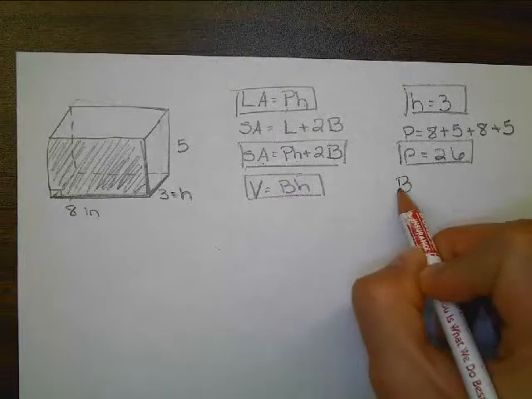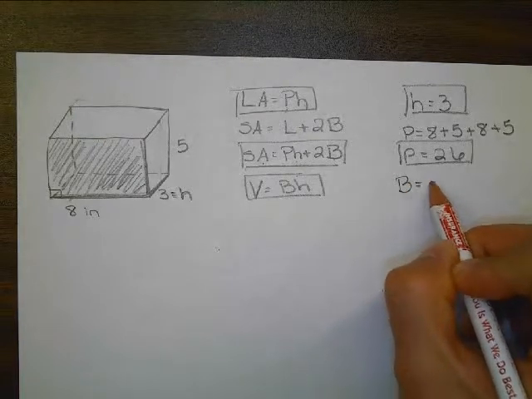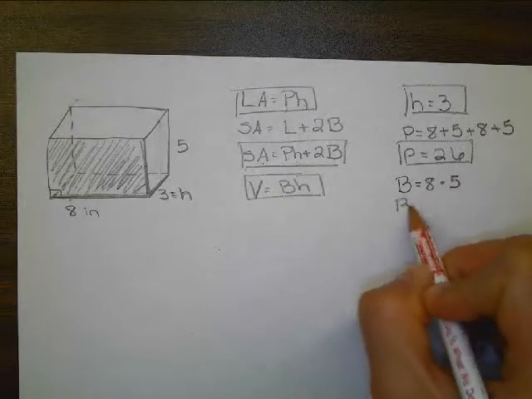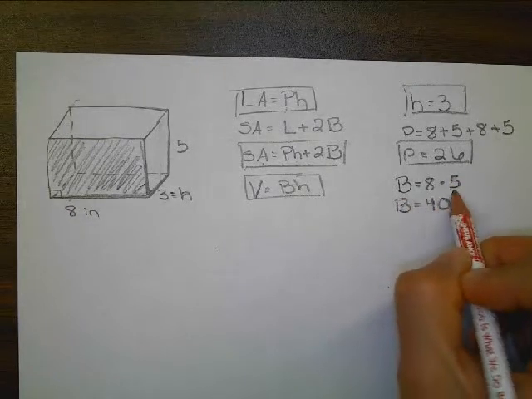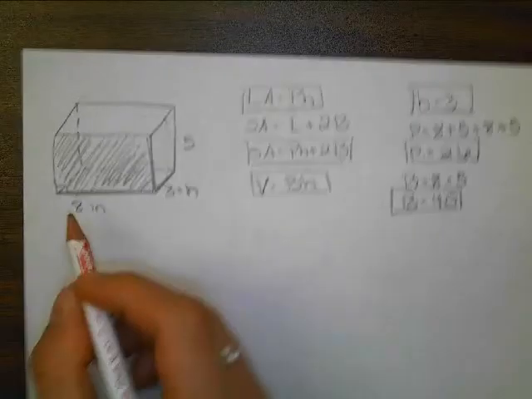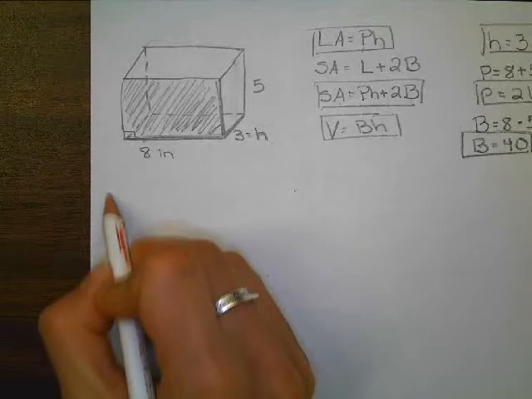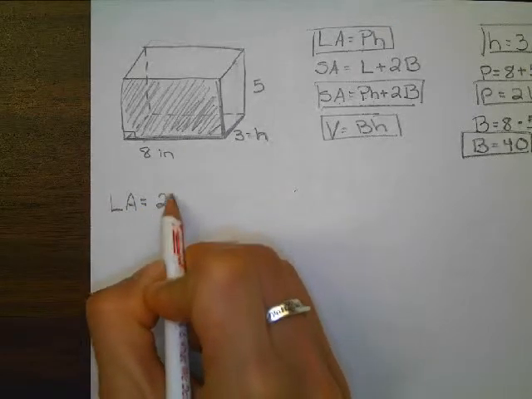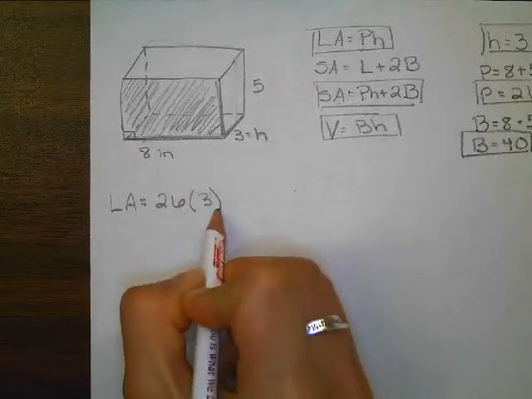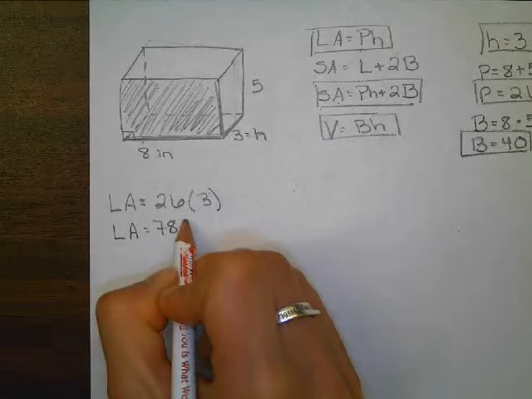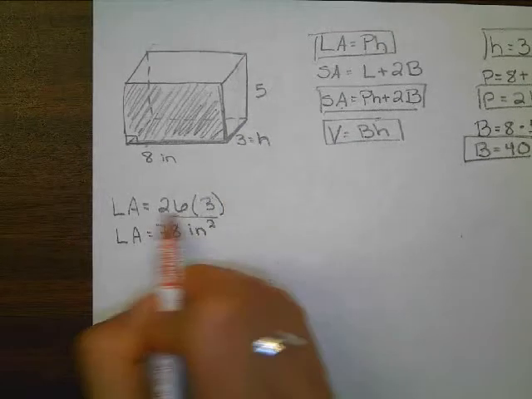So since my base is a rectangle, to find the area of a rectangle, you just take length times width. So again, that would be 8 times 5. So big B is 40. And now that I have all my pieces, I can just plug it in. So lateral area, again, is perimeter times the height of the prism. My perimeter is 26. The height of the prism is 3. So my lateral area is 78. And since this is in inches, it's inches squared.